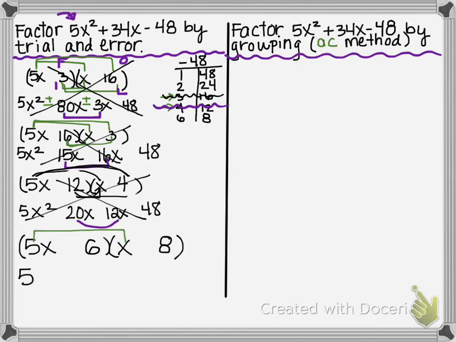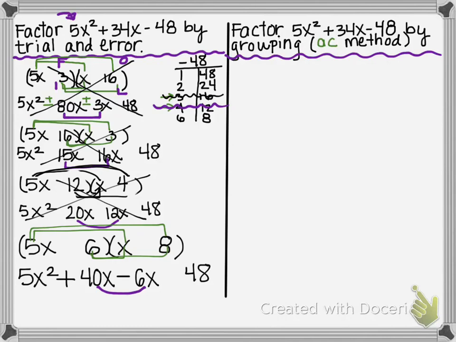All right, so that's going to give me 5x squared. There's my outside, which is going to give me 40x. There's my inside, which is going to give me 6x. And I know I'm going to end with 48 because I picked 8 and 6, which multiplies to 48. So now I'm going to look here, 40x and 6x. Can I get those to be 34x? Yes, I can. If the 40 is positive and if the 6 is negative, a positive 40x minus 6x will give me the plus 34x that I need.